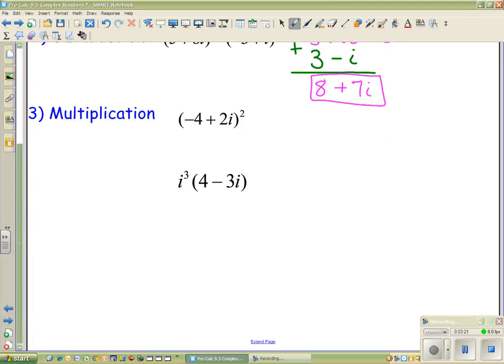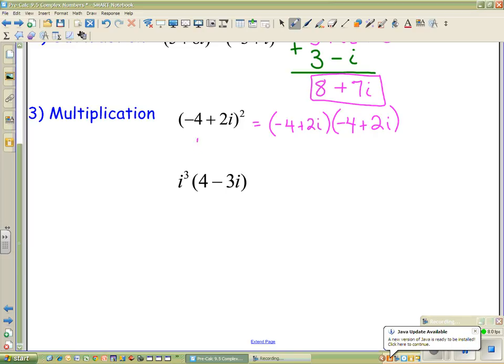Squaring, just like all other squarings, it means multiply it by itself. So I'm going to write it down as a factor multiplying itself. I'm going to FOIL this together. Negative 4 times negative 4 equals negative 16. Negative 4 times 2i gives me negative 8i. And now my inners, another negative 8i, and my outers, positive 4 and an i squared. This makes negative 16 minus 16i, joining those two middle like terms.